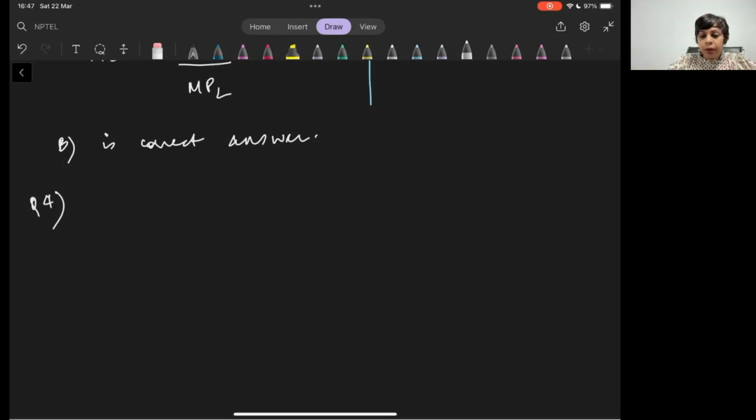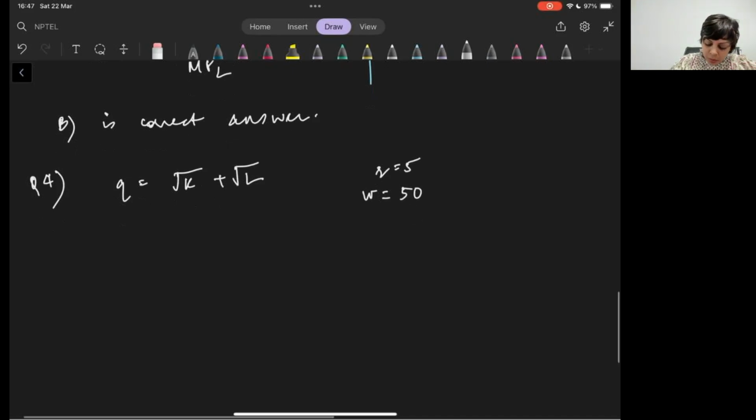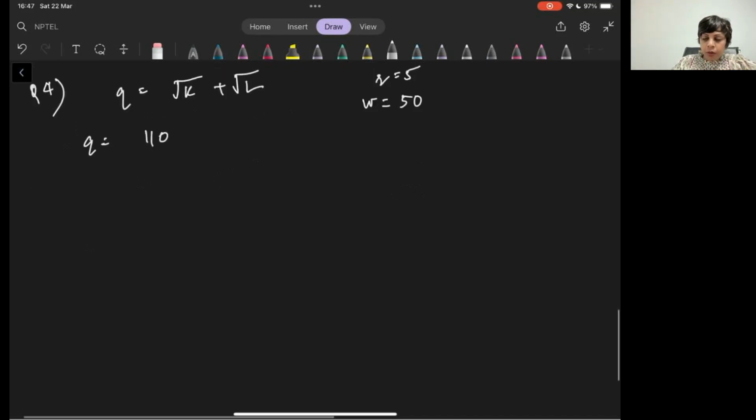So let me write down the function and the question. You're given the function, and you are given R equal to 5 and W equal to 50. And you're asked that Q is equal to 110. We are going to minimize costs.